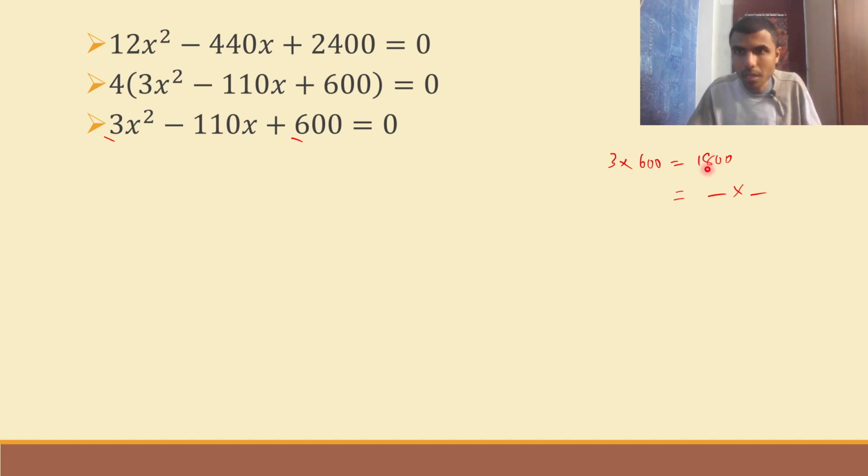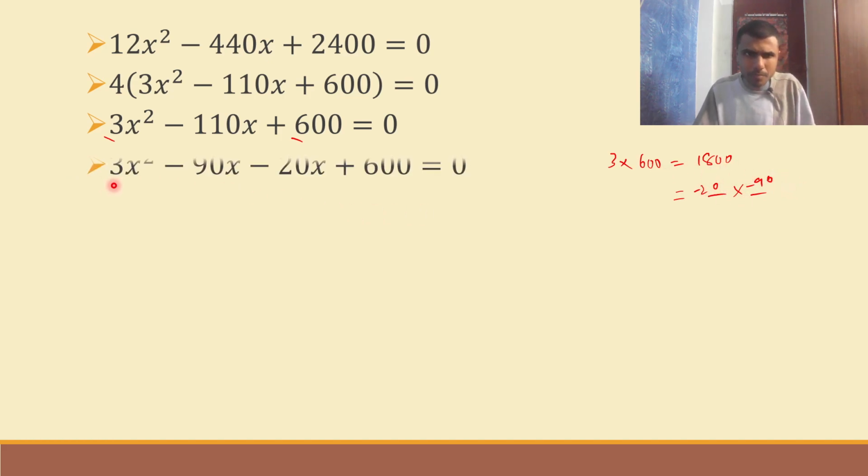Like 1800, I can write it as 1 into 1800, or 2 into 900, or 3 into 600, etc. But I want 110, so I'm going to write it like minus 20 into minus 90. Now you see minus 20 plus minus 90 is minus 110, and minus 20 into minus 90 is plus 1800. So write it as minus 90x minus 20. Any order is okay.